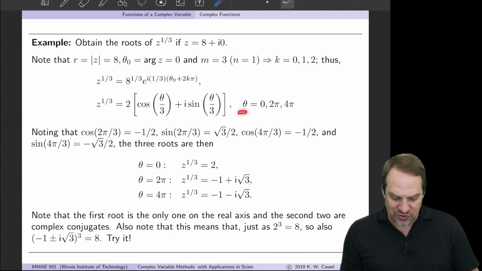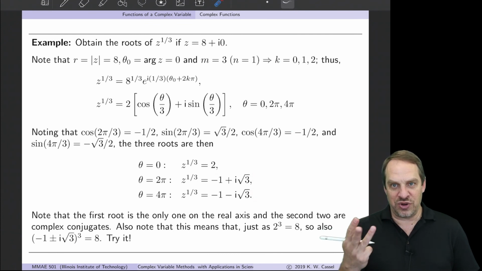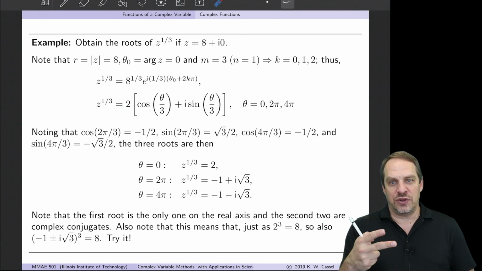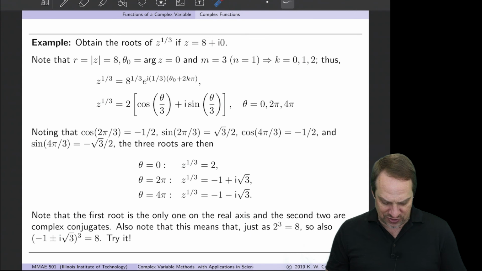Then finally, for theta equal to 4 pi, put that in: cosine of 4 pi over 3, sine of 4 pi over 3. We get a minus 1 again from the cosine, and from the sine we get a minus root 3. So you notice that the other 2, other than the real value, are just complex conjugates of each other. So there are indeed 3. One is real. The other 2 are complex, but they're complex conjugates of one another, and that's typical.